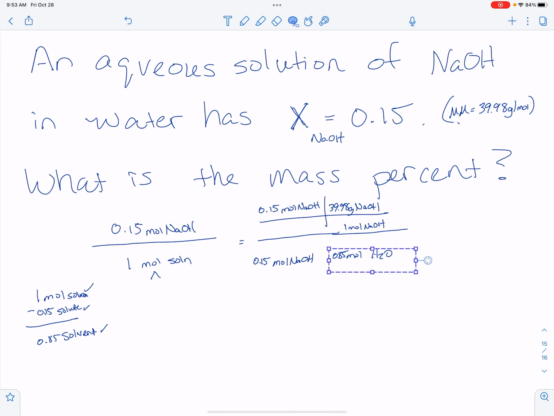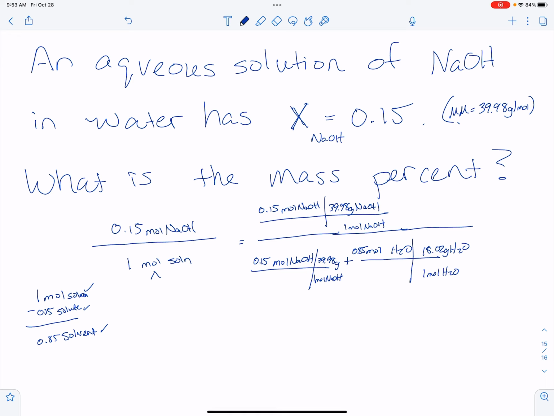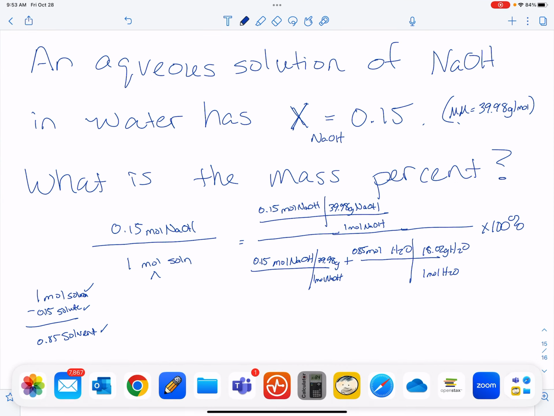And then we just are going to turn those into grams. 1 mole NaOH is 39.98 grams of NaOH, plus that term. And in 1 mole of H2O, there are 18.02 grams of H2O. Now that gets us to grams over grams, and we need to add in a 100%. So I'm going to go ahead and put this in my calculator.